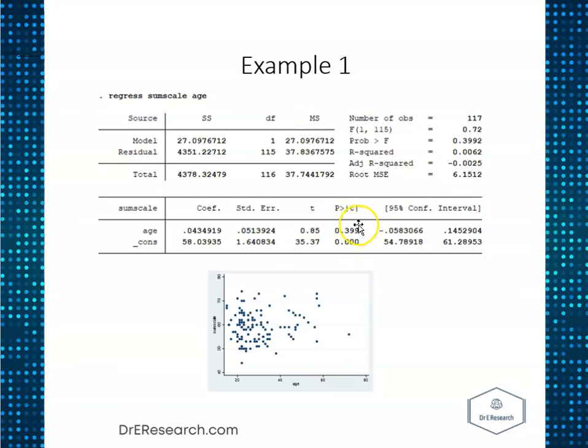And this is the p-value right there, 0.399. So quite large. So basically non-statistically significant. So we do not have evidence that the slope is non-zero. In other words, we do not have evidence that age predicts this sum scale. And then there's a confidence interval around the slope and the intercept as well.